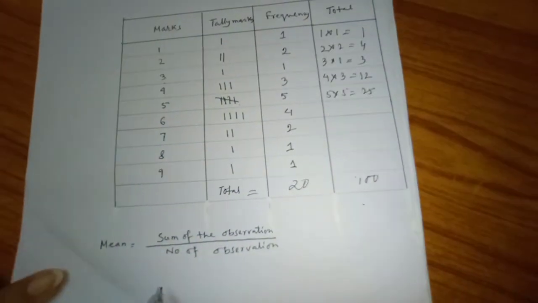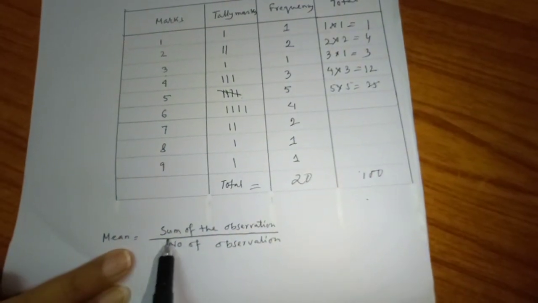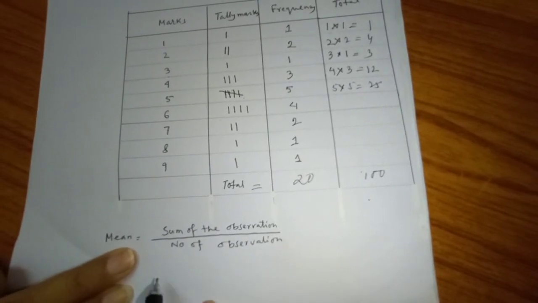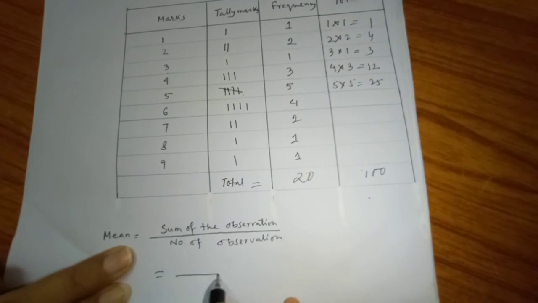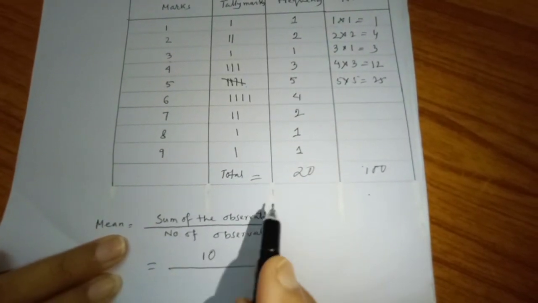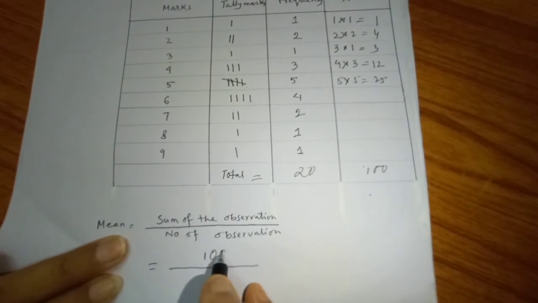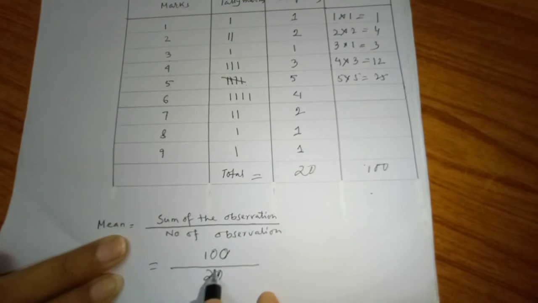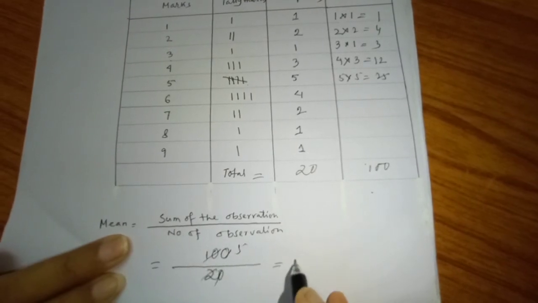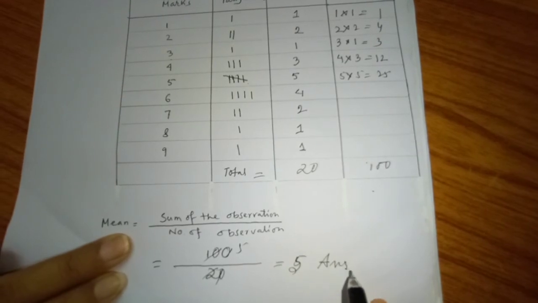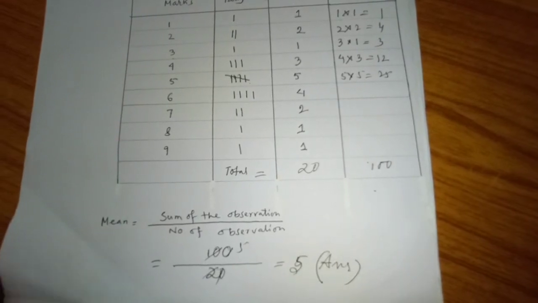Now to find the mean, our formula is sum of the observations divided by number of the observations. The sum of the observations is 100 and the sum of the frequencies is 20. If you cancel this, you will get 5. So the mean becomes 5. I hope you all understood. This chapter is very easy.